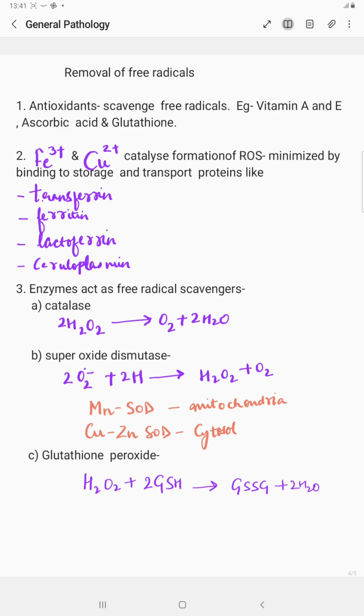So how do free radicals normally not cause damage in our body at the cellular level? Because we also have mechanisms for the removal of these free radicals. First, there are some antioxidants present which scavenge the free radicals. Examples are vitamin A and vitamin E, ascorbic acid and glutathione.